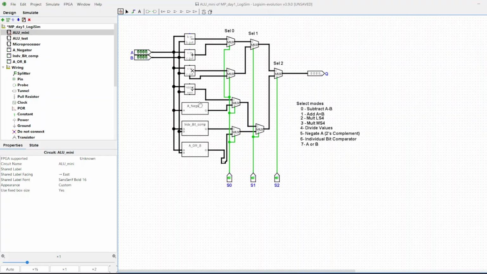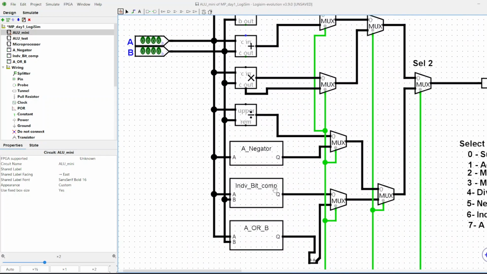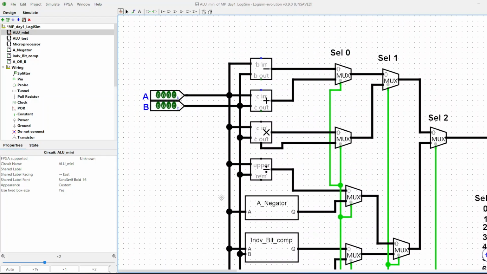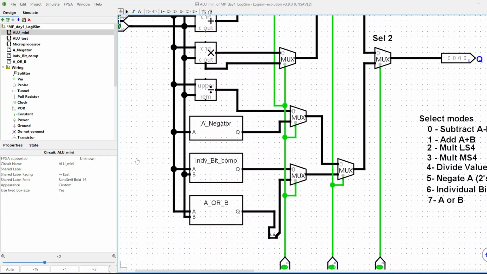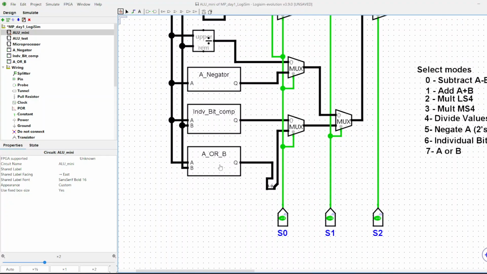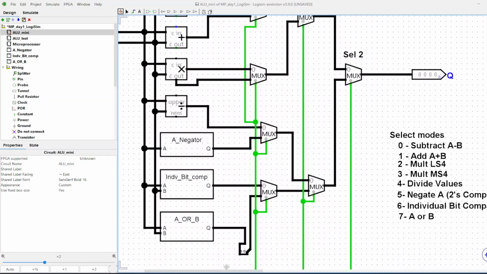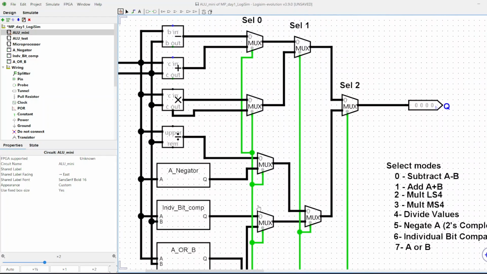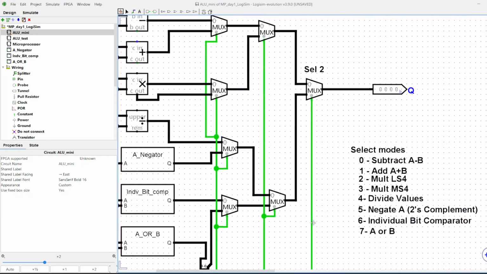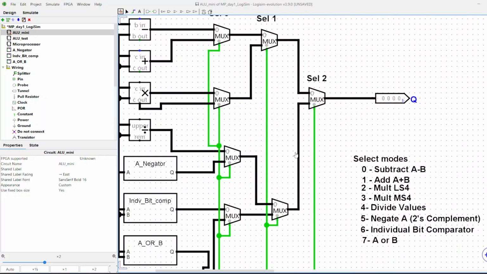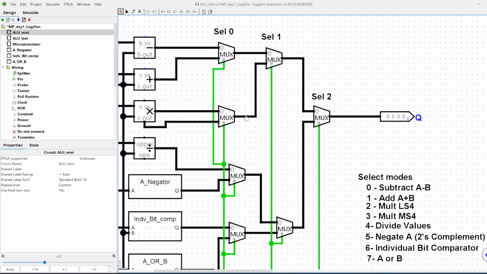I made a negator function that will negate the inputs of A using 2's complement. And as you can see here, it only has one input spot, which is for A. I also made the individual bit comparator and the A or B circuit, and basically just connected that all together, and then used multiplexers similar to how we used them here, and added one select bit to basically add more bits so we can use 8 modes instead of 4.